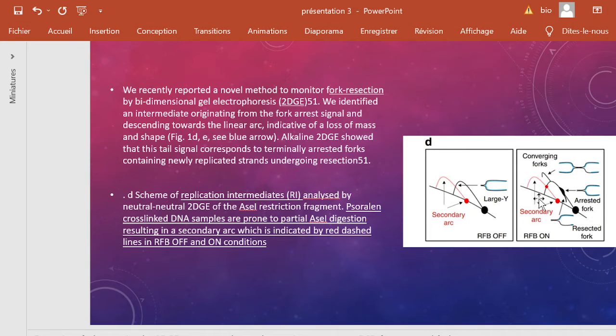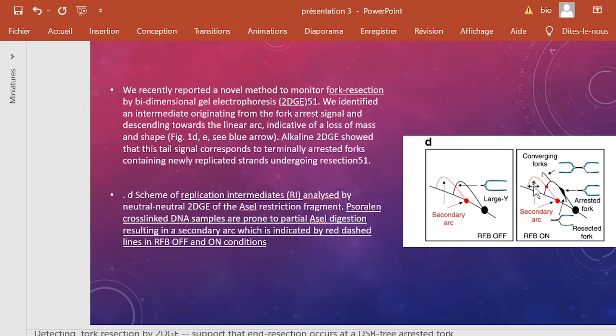The secondary arc, same thing, we have got here. Converging forks. So detecting fork resection by 2DGE supports that resection occurs at double strand breaks-free arrested fork. Then we detect replication intermediates by 2DGE.